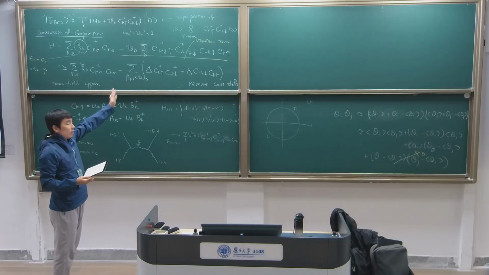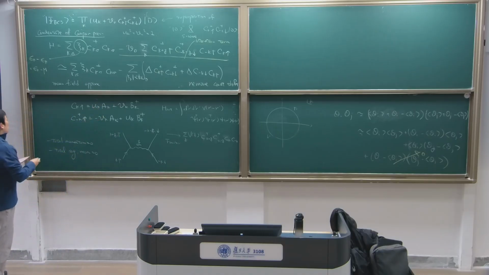And we try to diagonalize this Hamiltonian by using the Bogoliubov transformation.